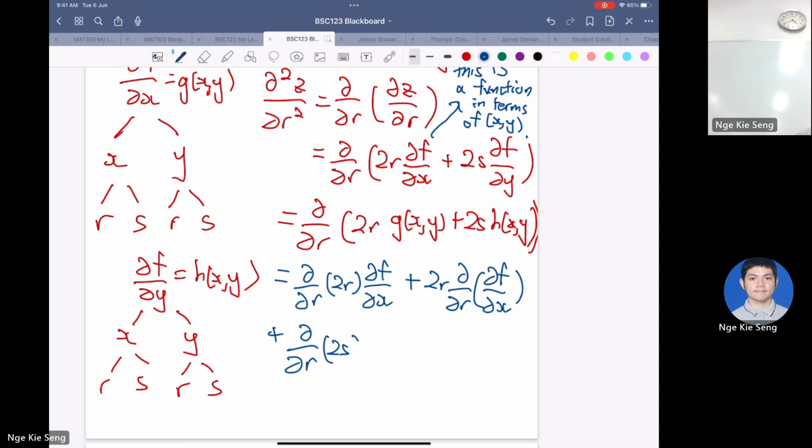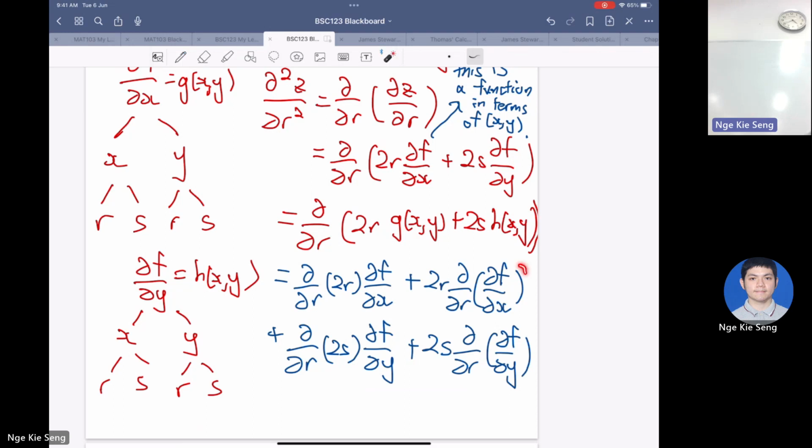So you got plus 2x times del over del r. All right, so I think the hardest part is this, right? You see, you're differentiating a function, but this function is in terms of x and y, and you want to differentiate with respect to r. So this is the place you need to use the chain rule. How many ways are there going from this function to r?